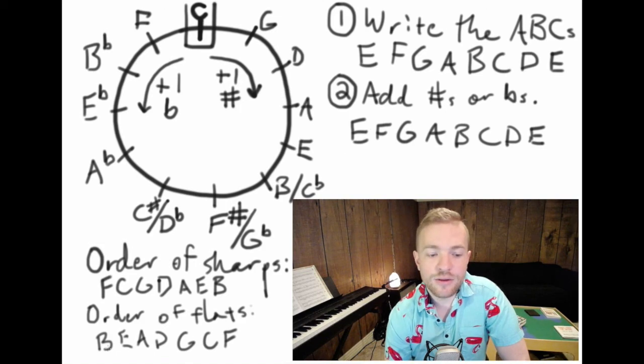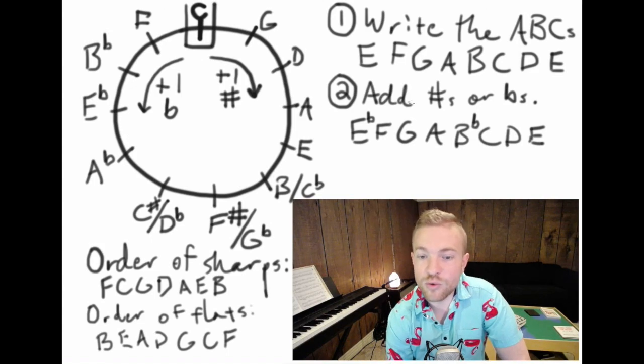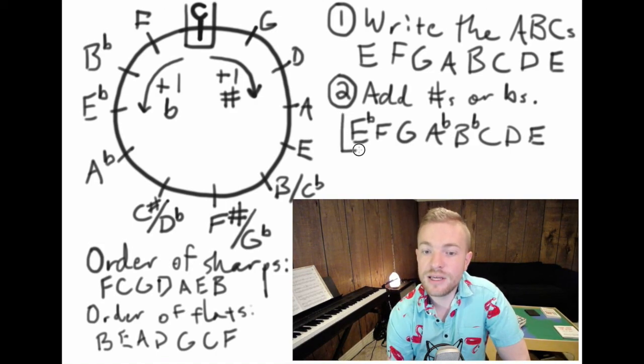And then I'm going to add those 3 flats that we decided to add: B flat, E flat, and A flat. So the B is flat instead of natural. The E is flat instead of natural. And see how that now takes care of the root note of our key. And the A is also flat instead of natural. So now this is the E flat major scale. And it's really that simple.